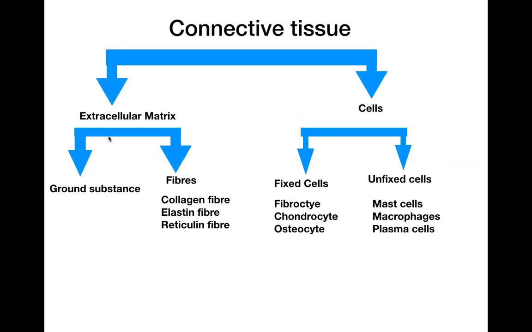So the connective tissue, as we all know, is composed of extracellular matrix and the cellular compartment. The matrix is composed of ground substance and different types of fibers, and these fibers could be collagen fibers, elastin fibers or reticulin fibers. Then the cellular compartment is composed of fixed cells and unfixed cells. The fixed cells could be fibrocytes, chondrocytes, osteocytes, and then there could be certain unfixed cells that could also be seen, and these could be mast cells, macrophages, and plasma cells.